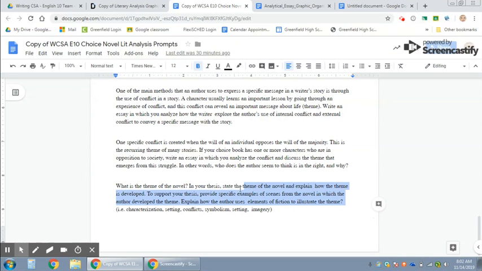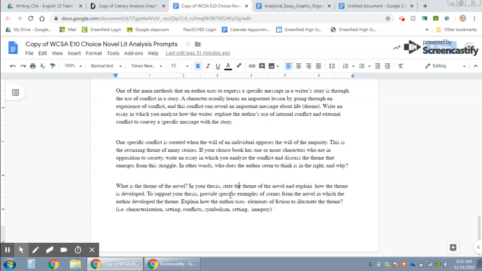Good morning, English 10. Today I wanted to help you with your choice novel essays. Since so many of you are doing different topics, I thought I would demonstrate the first steps in developing an essay. The first step in writing any essay is deconstructing the prompt. Let me demonstrate how to do that.